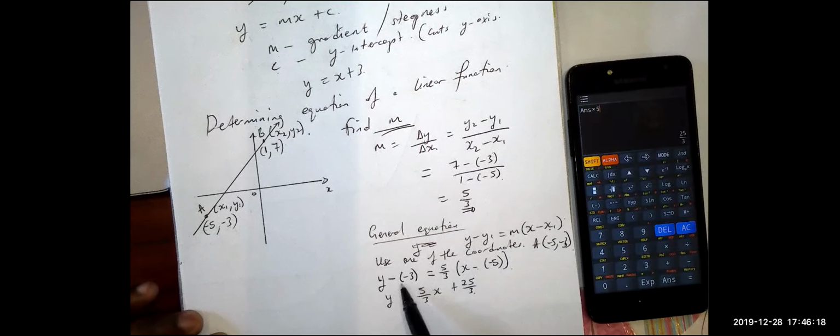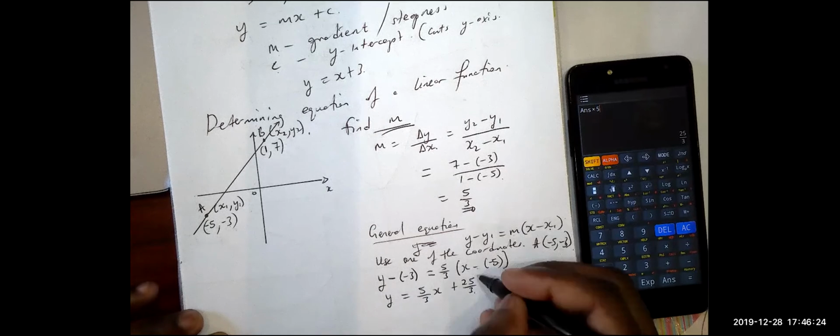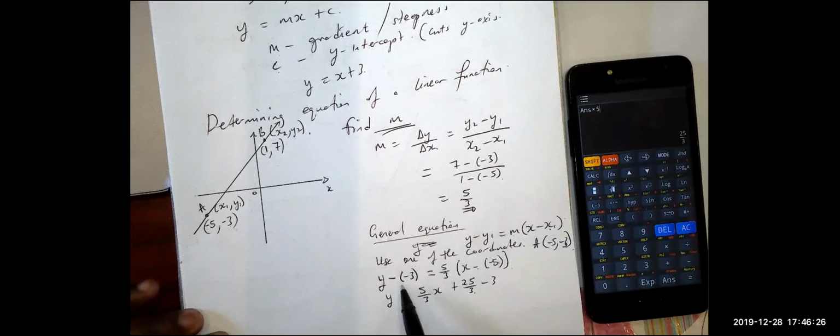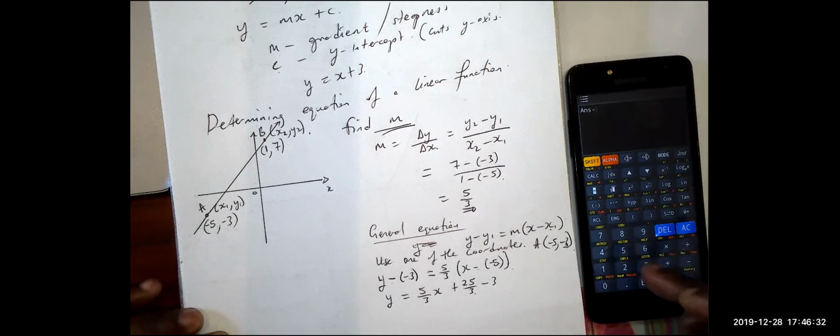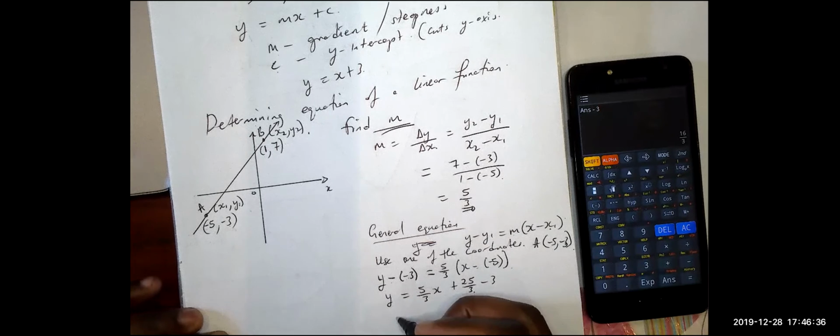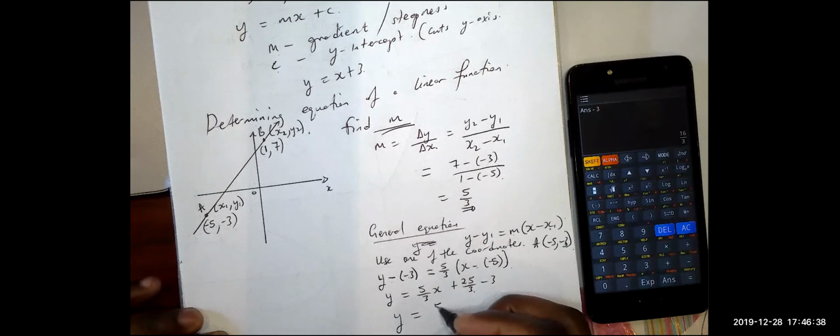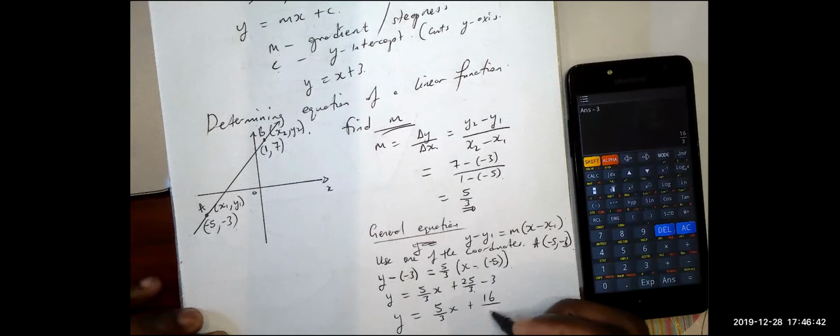But now again here, negative times negative is going to give us positive. So 3 is going to cross the equal sign. It's going to become negative there, okay? Because here, if you get a positive here, then you're going to say minus that one, minus 3. What do we get there? We get 16 over 3. So our answer there becomes 5 over 3x plus 16 over 3.